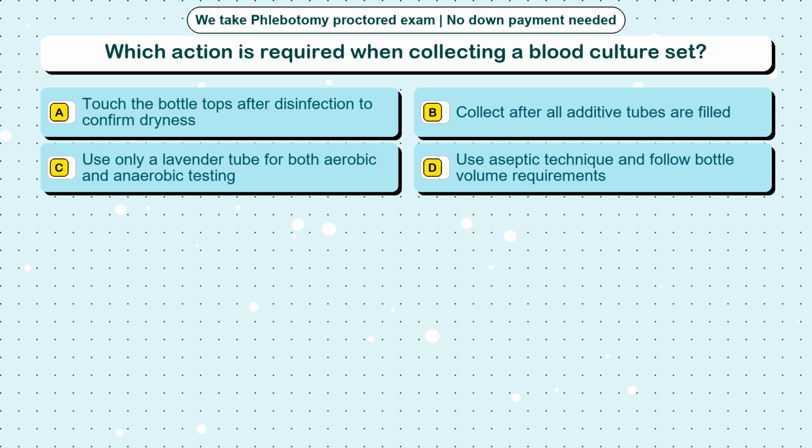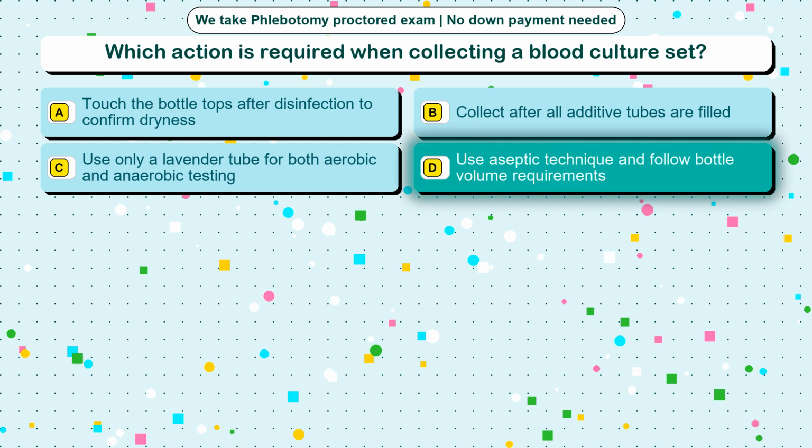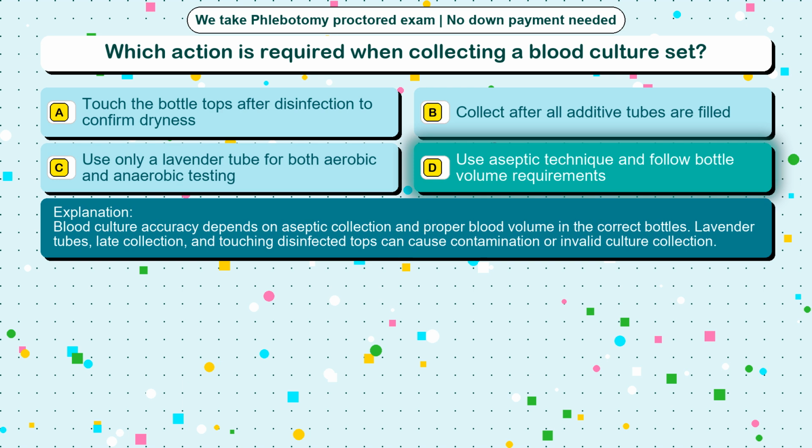Option C. Use only a lavender tube for both aerobic and anaerobic testing. Option D. Use aseptic technique and follow bottle volume requirements. The correct answer is option D. Use aseptic technique and follow bottle volume requirements. Blood culture accuracy depends on aseptic collection and proper blood volume in the correct bottles. Lavender tubes, late collection, and touching disinfected tops can cause contamination or invalid culture collection.